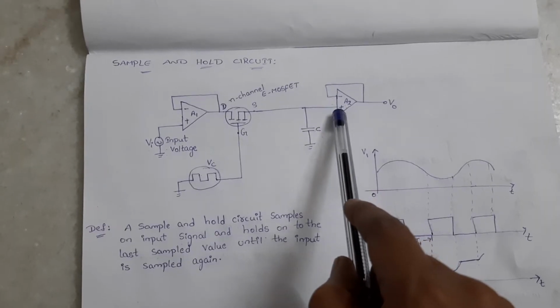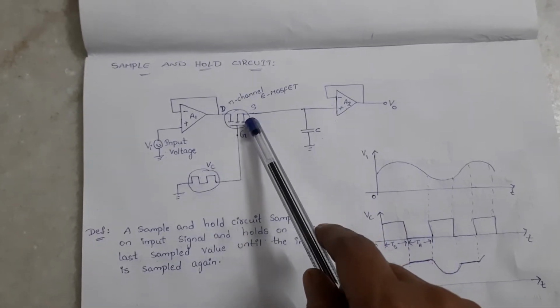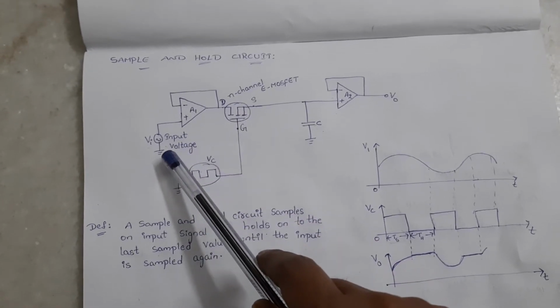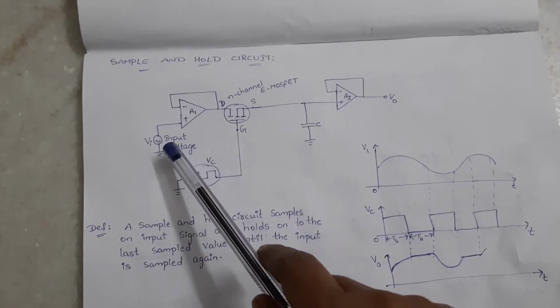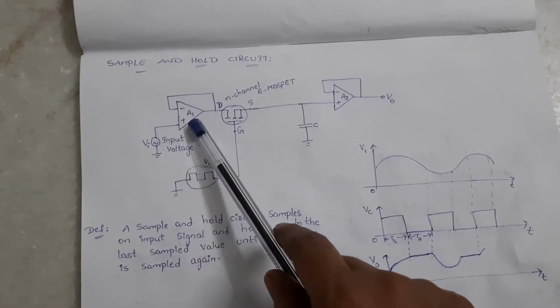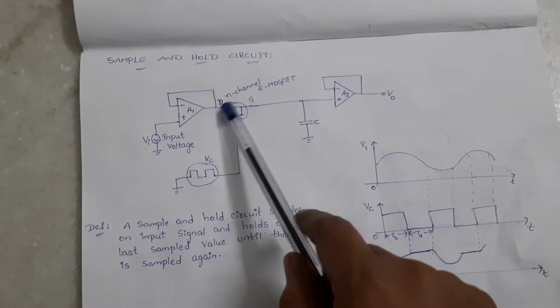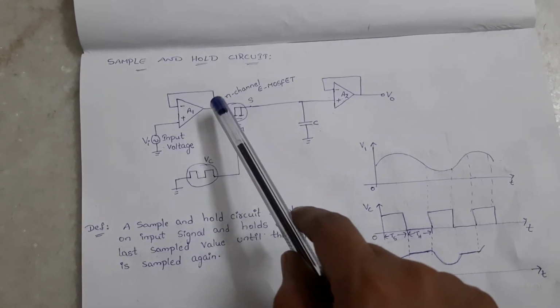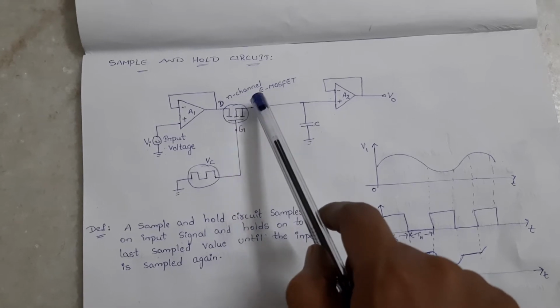In this sample and hold circuit, we are going to use an N-channel E-MOSFET, and the input is given, that is a sinusoidal analog input, to the non-inverting terminal of the A1 op amp. This is an N-channel E-MOSFET, so it has three terminals: drain, gate and source.